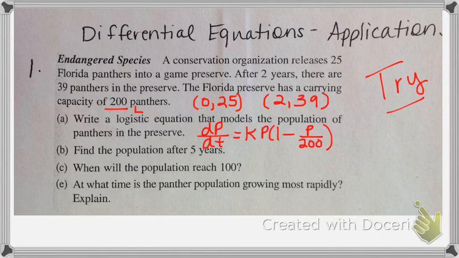Find the population after 5 years, so you'll plug in the 5 for t after you find K. When will the population reach 100? You'll set that equal to 100 and solve. And then E, at what time is the panther population growing most rapidly? Well, it'll be growing most rapidly when P is 100, so you'll set that thing equal to 100, and you'll realize that you have already found that in C.